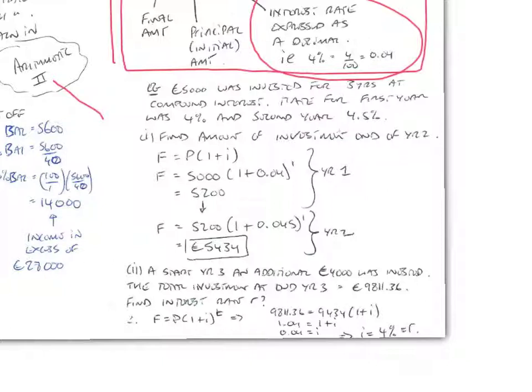Okay, so let's look at this problem here. 5,000 euros was invested for 3 years at compound interest rate. For the first year it was 4% and the second year was 4.5%. Find the amount of the investment at the end of year two.